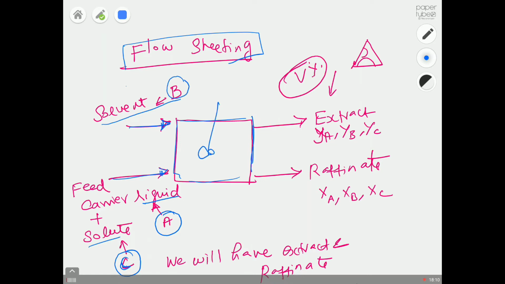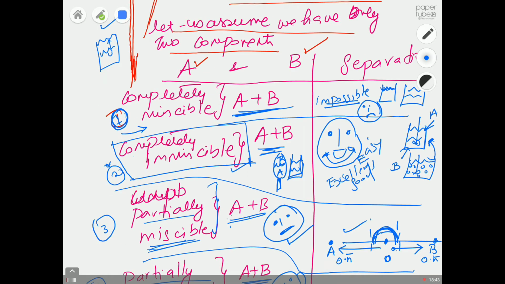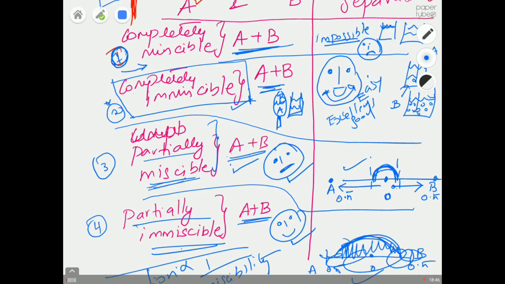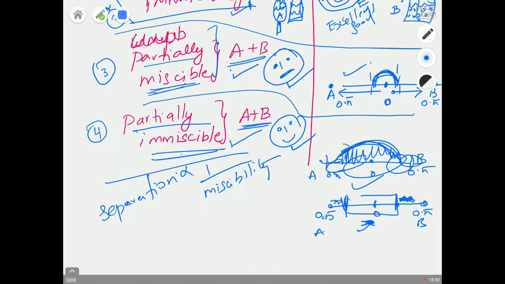Let's assume this is a completely mixed system, and you give agitation, and then you stop the agitation, and then you will see some clear phase separation. We see this clear phase separation because of what we just talked about, miscibility. You can see this phase separation only if we deal with this type of system: two completely immiscible, partially miscible, or partially immiscible liquids. If not, we will not see any phase separation here.